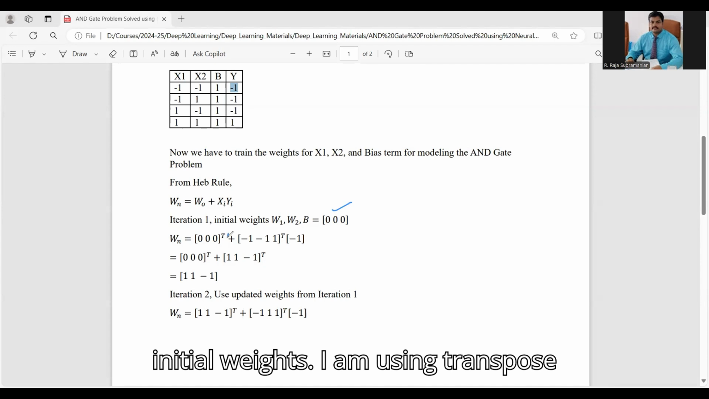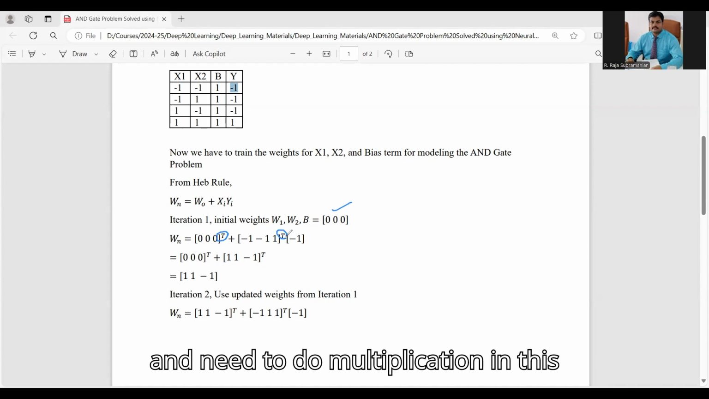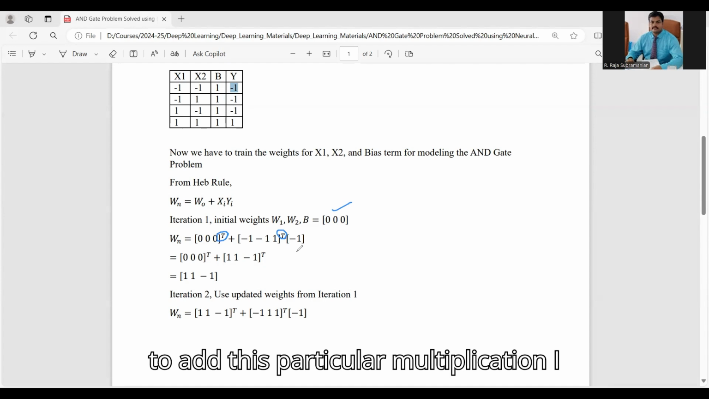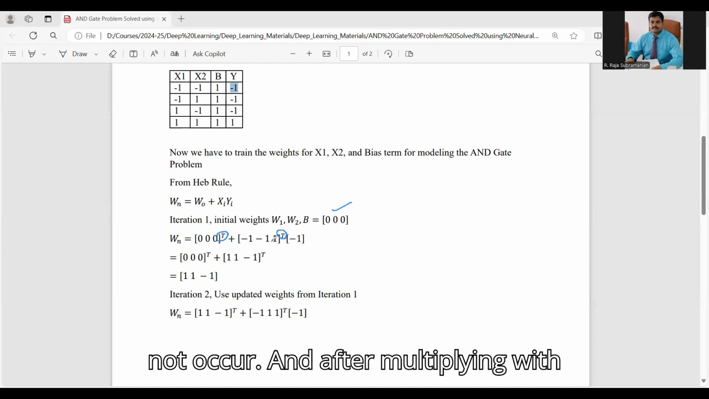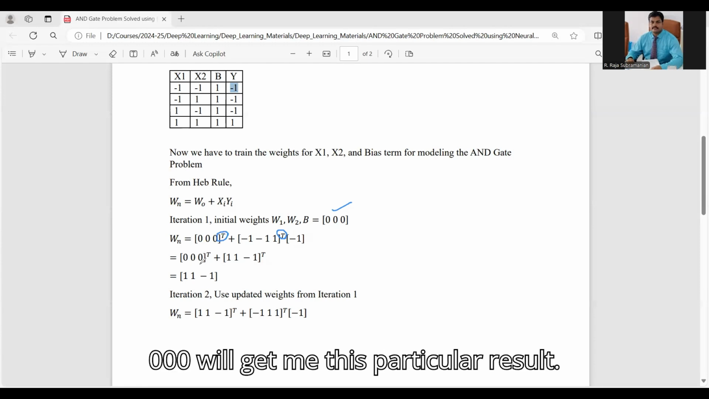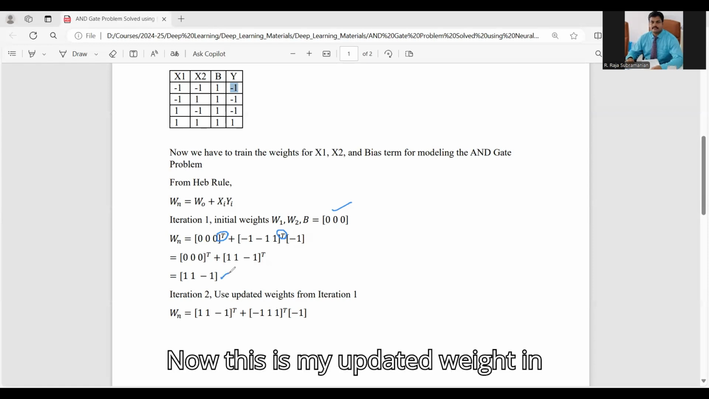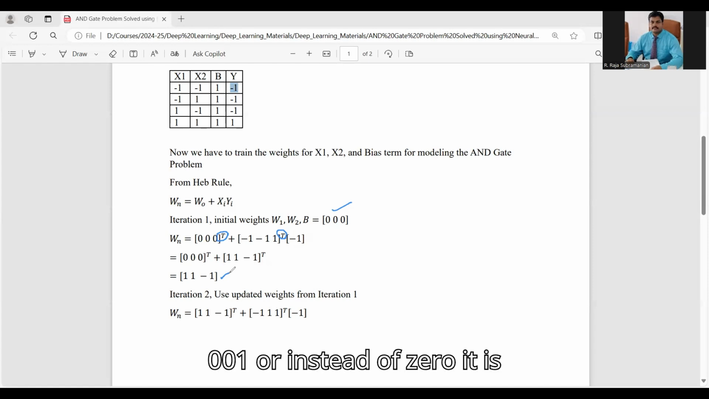I'm using a transpose here to ensure that this is a matrix, and I need to do multiplication in this term with a scalar value. To aid this multiplication, I'm transposing the higher dimension so that a matrix multiplication problem will not occur. After multiplying with -1, I get this value 1, 1, -1, which upon addition with 0, 0, 0 gives this result. Now, this is my updated weight in iteration 1, obtained through the input, which is -1, -1, 1.